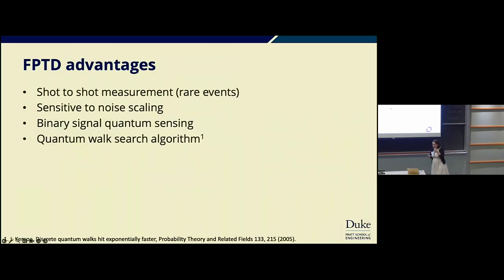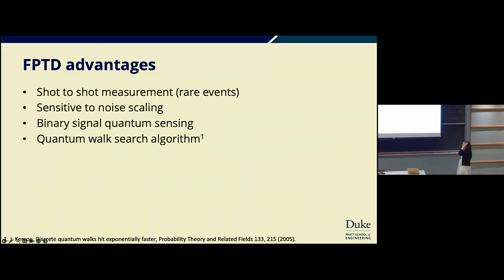So why do this instead of some sort of average? First passage times give you a shot-to-shot measurement. If you're just looking at average rates of things happening, you lose track of these rare events, where occasionally it takes a really long time to escape, or occasionally you escape really quickly. This gives you access to that shot-to-shot information.